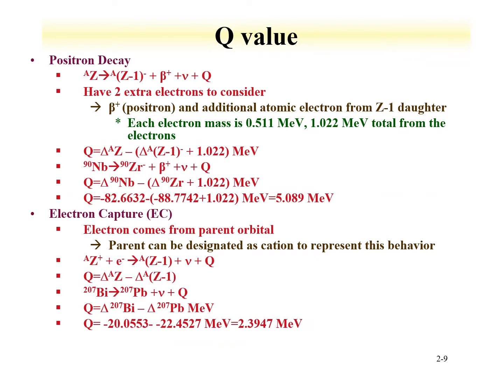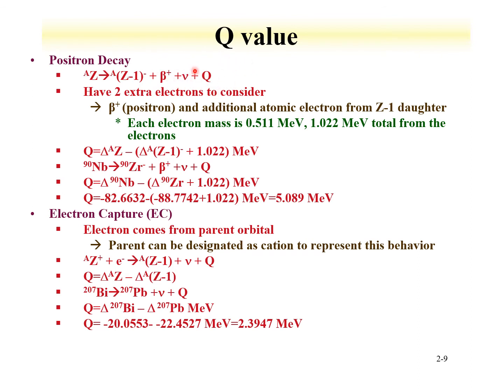Using the same methodology, one can evaluate the Q value for a positron decay. And again, for the positron decay, it's neutron deficient. So a proton is converted into a neutron. So you have an isotope that decays. It goes from an isotope with a given Z to an isotope with a Z minus 1. A positron comes out, which is basically an antimatter electron, a neutrino, and then the Q value.